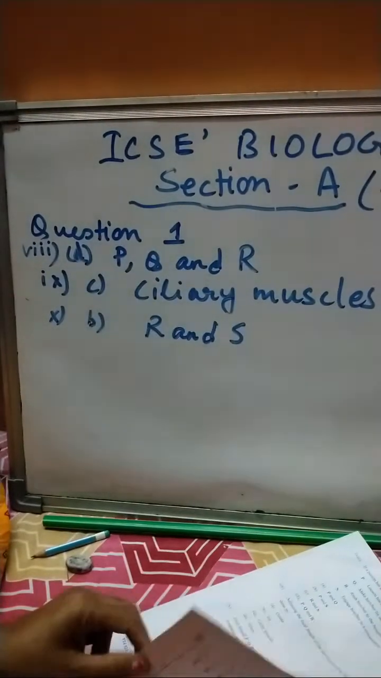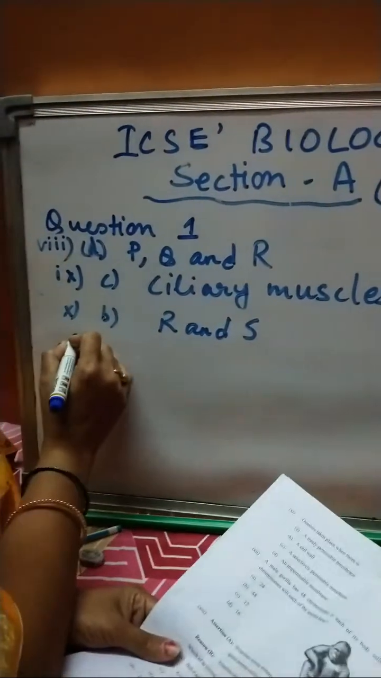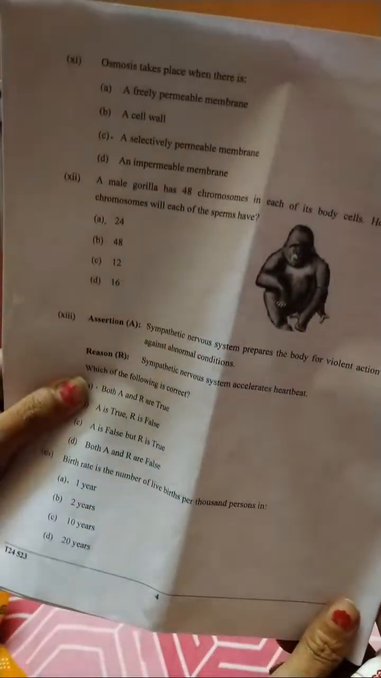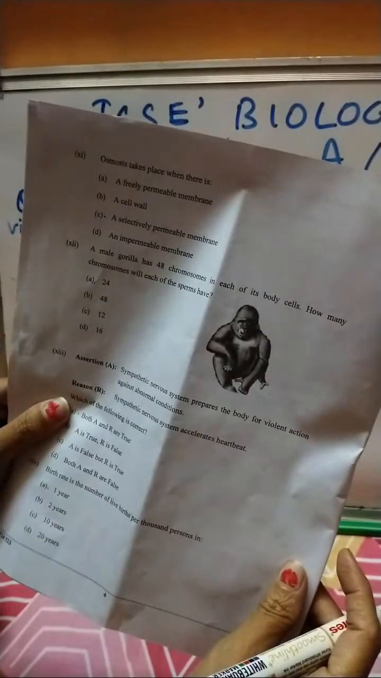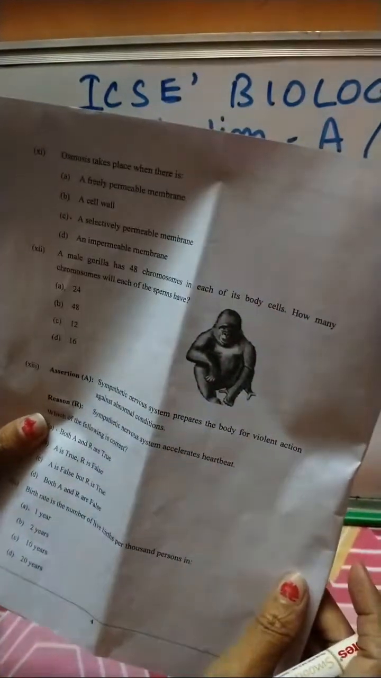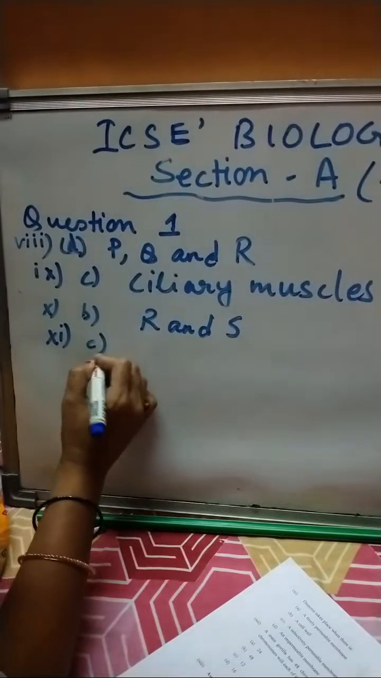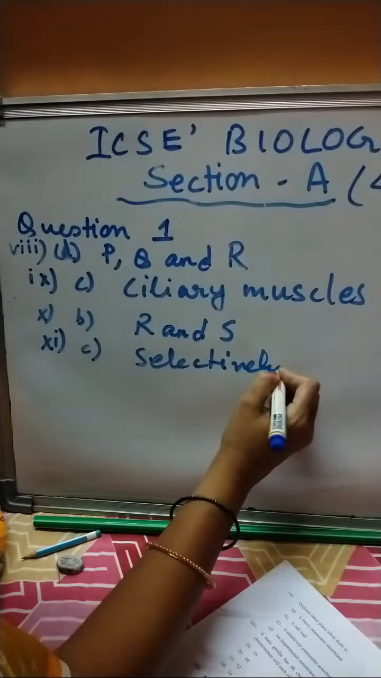The next question, that is question number 11, is: osmosis takes place when there is, A, a freely permeable membrane, B, a cell wall, C, a selectively permeable membrane, D, an impermeable membrane. So definitely the answer is C, that is selectively permeable membrane.